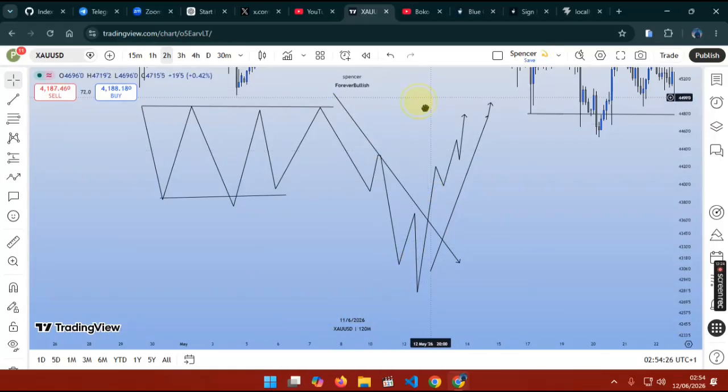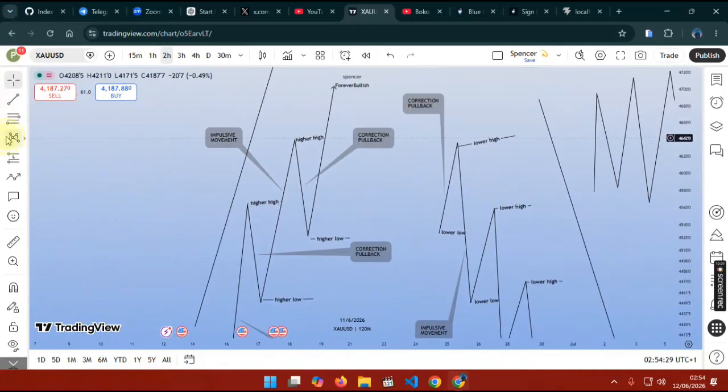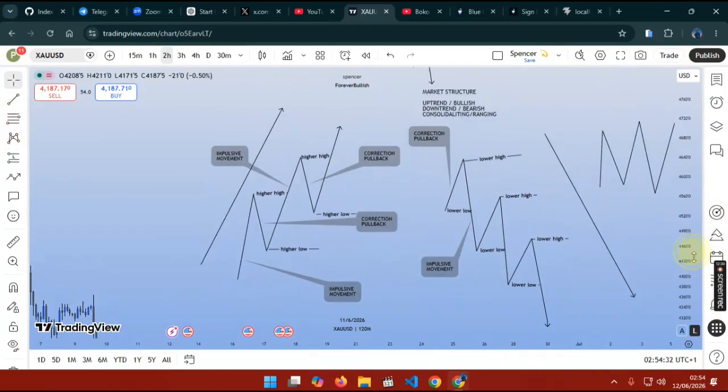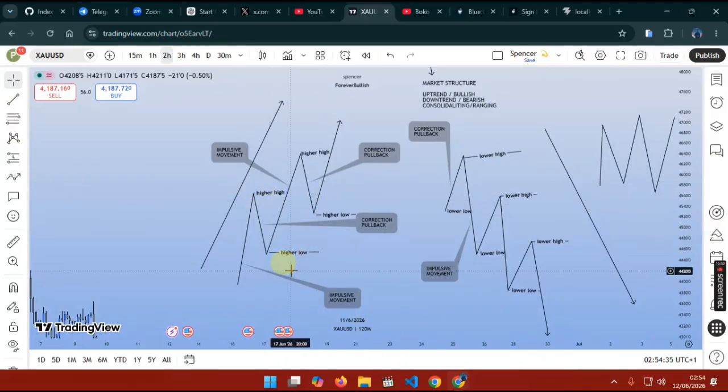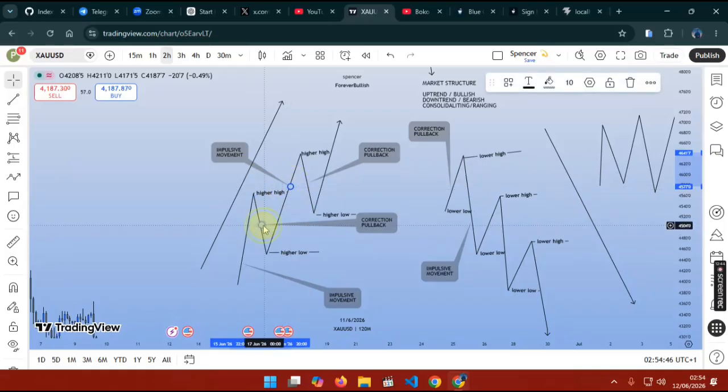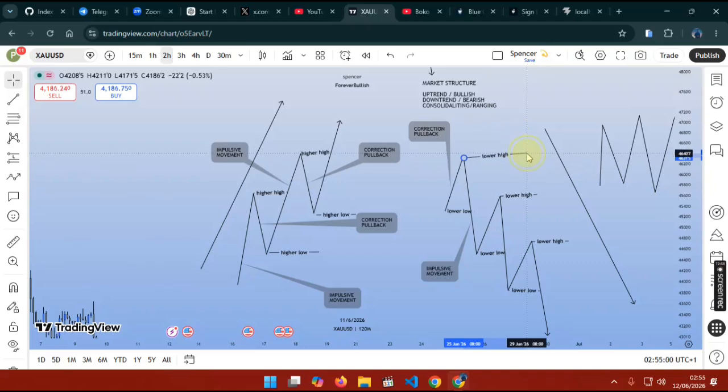Just know that in an uptrend market, we have higher highs, higher lows, higher highs, higher lows. Then we have our impulsive buy, our correctional sell, our impulsive buy, our correctional sell, then our impulsive buy. For the downtrend market, or bearish market, we have the market moving in a series of lower highs and lower lows, lower highs and lower lows, lower highs and lower lows.